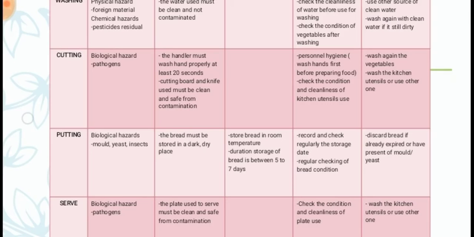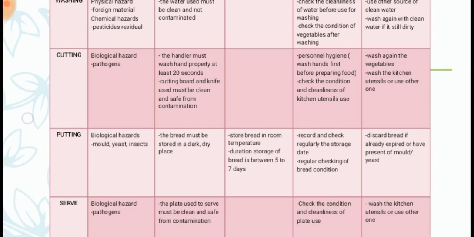With the CP, the bread must be stored in a dark and dry place. And for the CCP, store bread at room temperature and the duration of storage of bread is between 5 to 7. For the preventive measure, record and check regularly the storage date and regularly check the bread condition. For the corrective action, discard bread if already expired or have presence of mold and yeast.